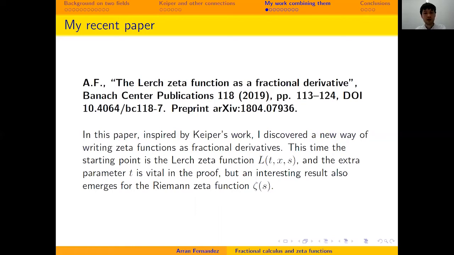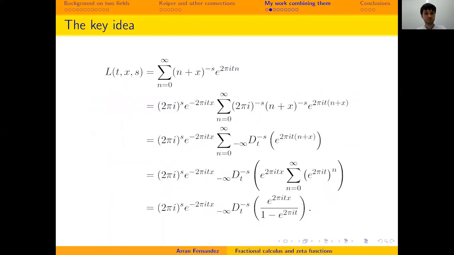In this paper, inspired by Kuiper's work, I discovered a new way of writing zeta functions as fractional derivatives. This time, the starting point is the Lerch zeta function, not Riemann or Hurwitz, but Lerch with 3. The third parameter is vital in the proof. So we need to start from Lerch, but you still get an interesting result for Riemann when you set t equals 0, x equals 1, whatever you need to do to get back to the Riemann zeta function. So let me show you how this proof works.